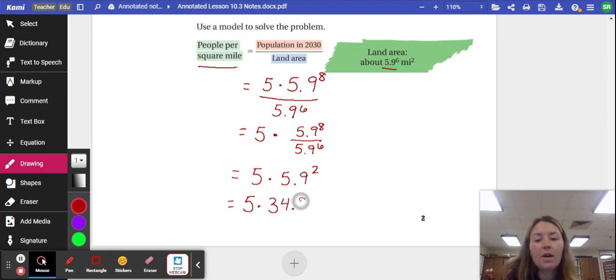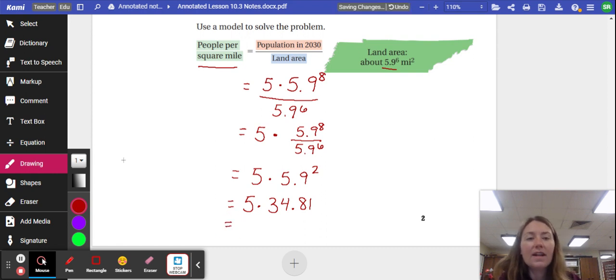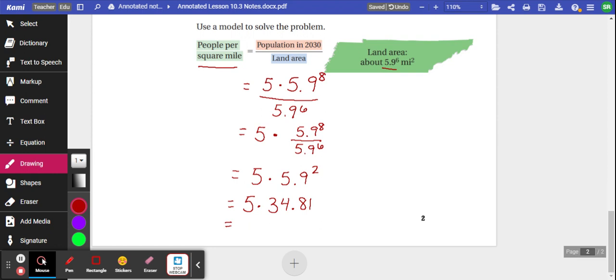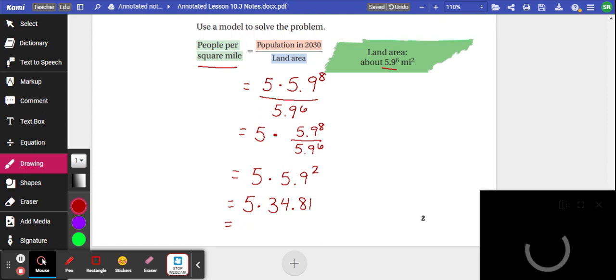You're going to get 34.81. And then we can multiply. So go ahead and take out your calculators. We do 34.81 times 5. And you should get 174.05.